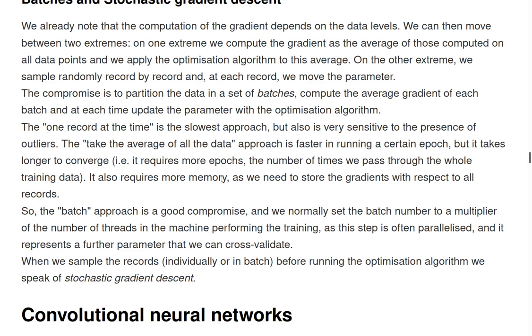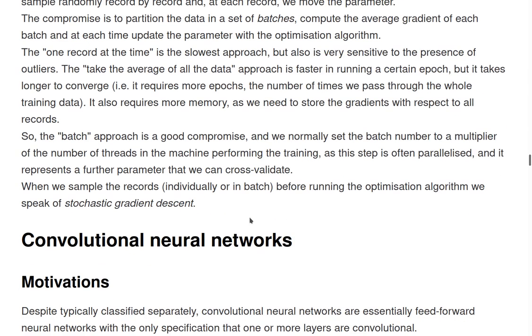to find a good solution. And by epoch, I remind you that we mean the number of times that we pass through the whole training data. So if we have two epochs, it means that our algorithm will see all the data twice, or at least twice on average. Also, taking the average of all the data takes more memory because we need to store the gradients computed with respect to all the records before we can finally average. So in the end, the batch approach is a good compromise, and we normally set the batch size to a multiple of the number of threads in the machine, because this step is often parallelized, and it's also another element that we can cross-validate.